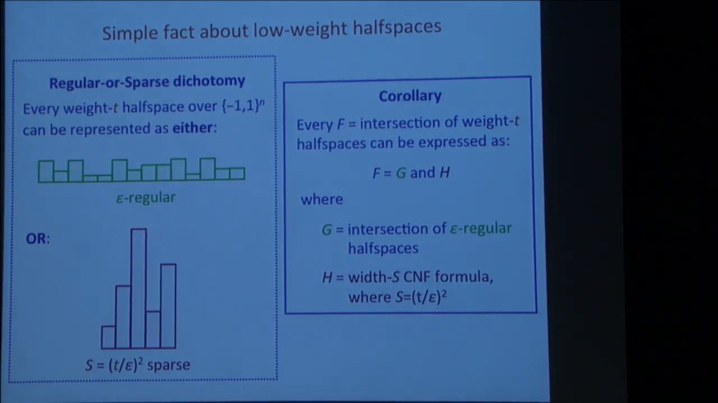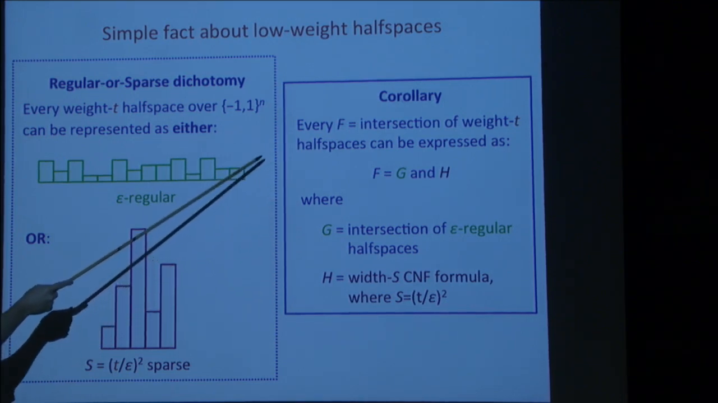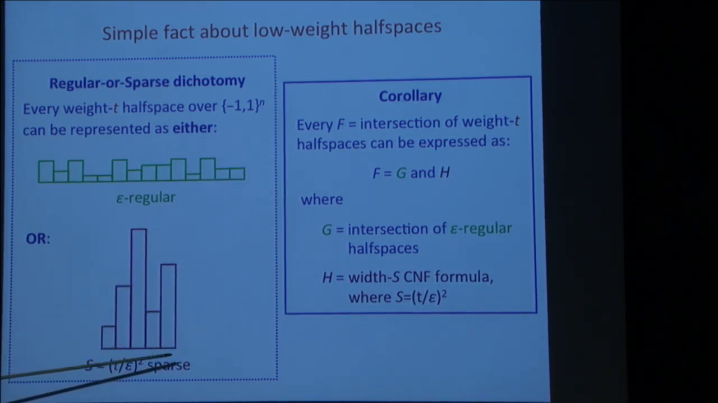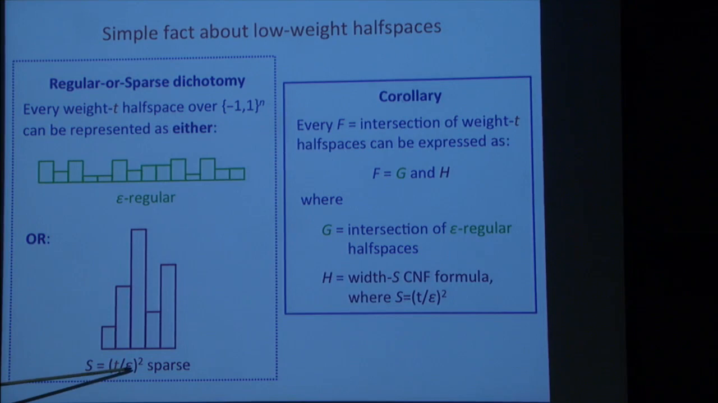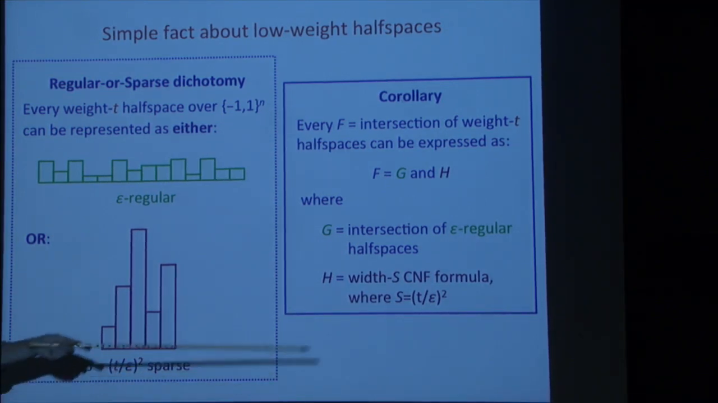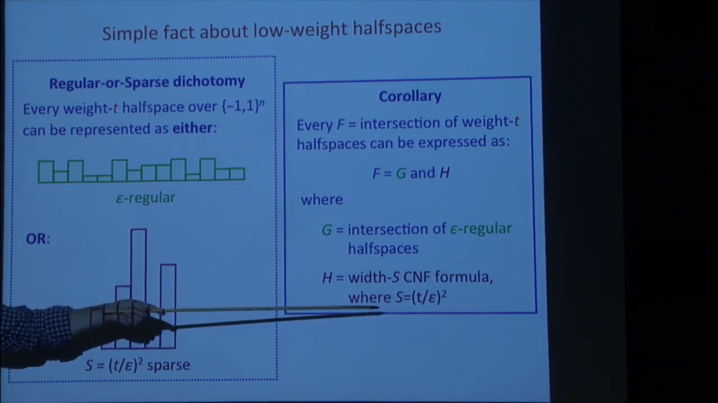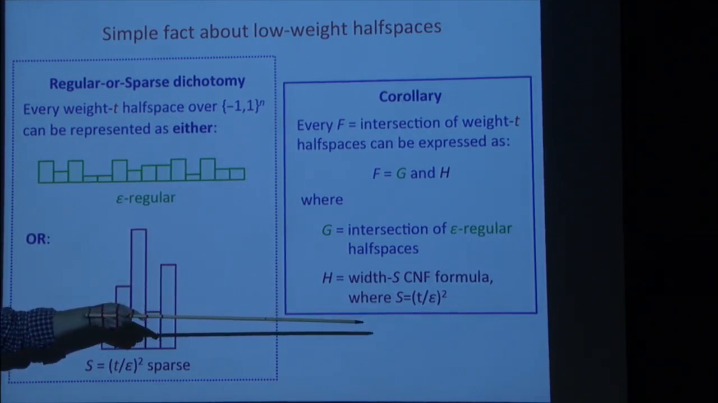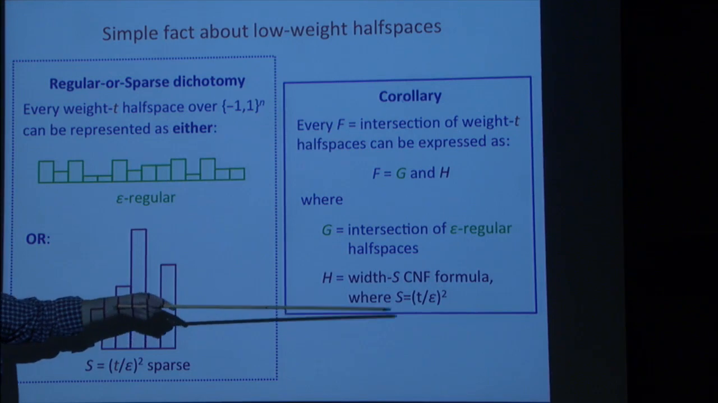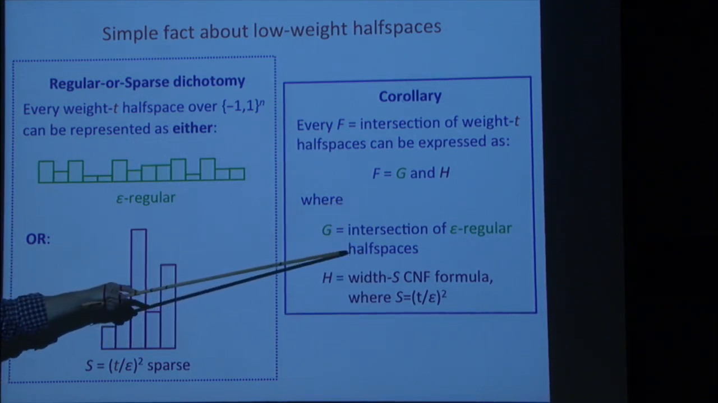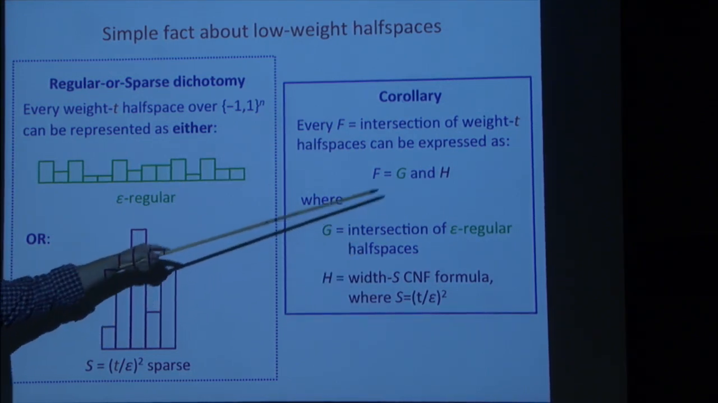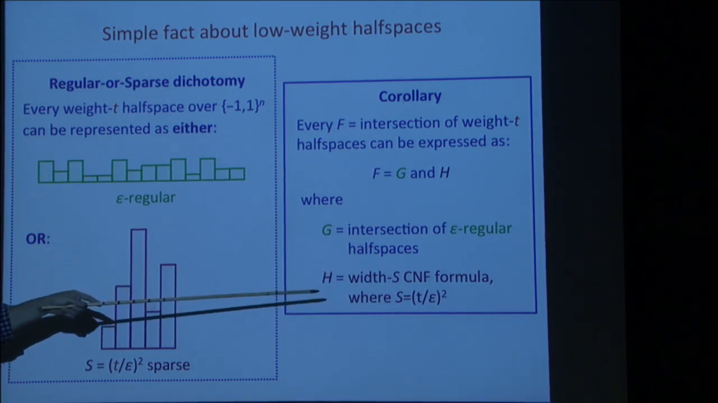So what is this H? Well, it's the AND of a bunch of sparse half spaces. I just care that it's the AND of a bunch of juntas, t over epsilon squared juntas. And I can think of an AND of a bunch of small width juntas as just a small width CNF formula. So if I want to fool this class of intersections of low-weight half spaces, I just need to be able to fool the Harsha-Klivans-Meka class, intersections of regular half spaces, ANDed with small width CNFs.